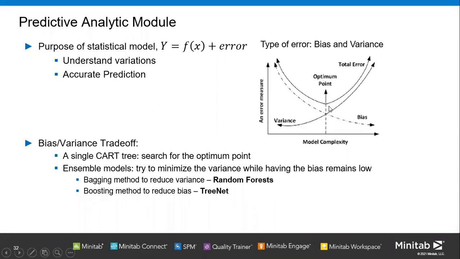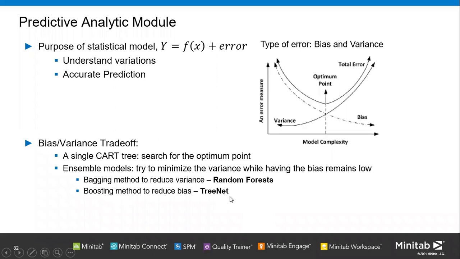So how to get the balanced model? Maybe we need something like multiple CARTs, or we call it here ensemble models. We want to try to minimize the variance while keeping the bias low. So we have the bagging method to reduce the variance, or the boosting method to reduce the bias. In specific terms, for the bagging method in Minitab, we use the random forest model. For boosting, we use the TreeNet model.